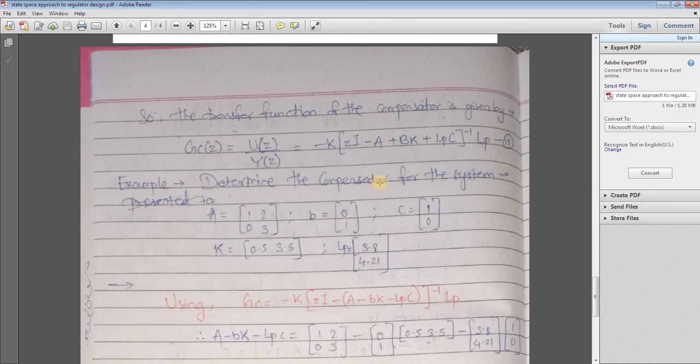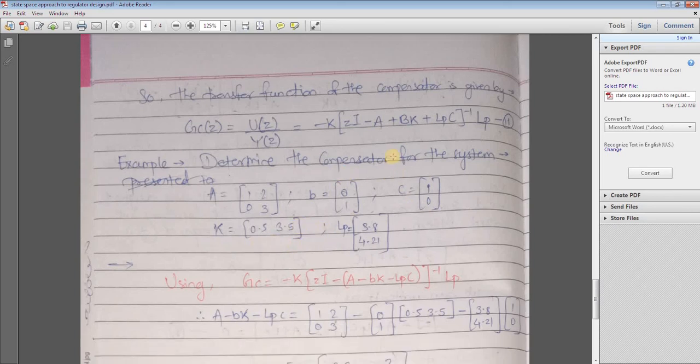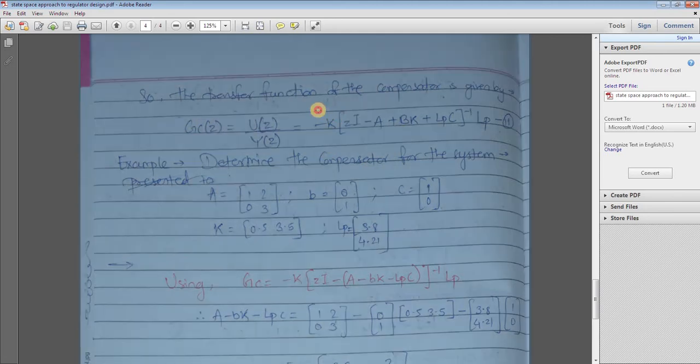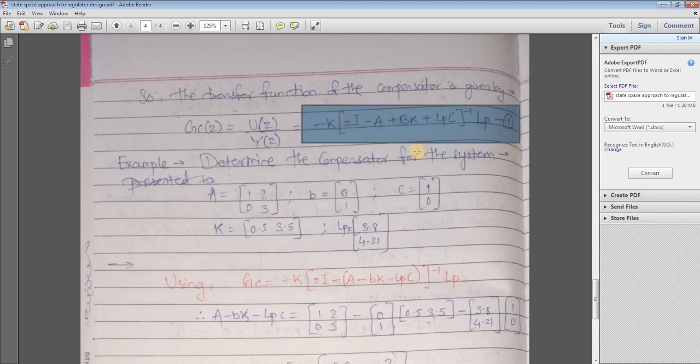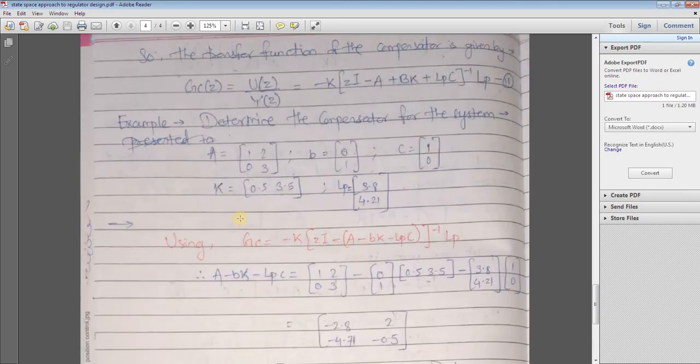Now we have to determine the compensator of the system. We have this equation and we have the different matrices: A is given, B is given, C, K and L_P are given. Now we have to determine the compensator of the system. We already know that the compensator of the system is G_C(z) equals this equation number 11. So just write it down as it is, then put the values.